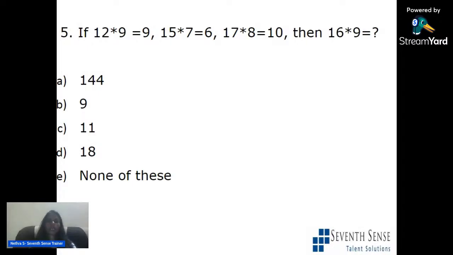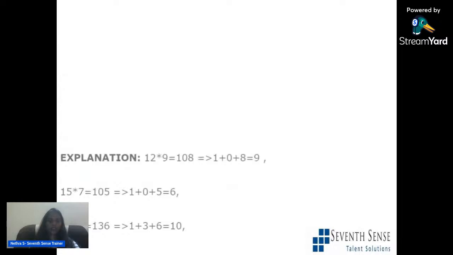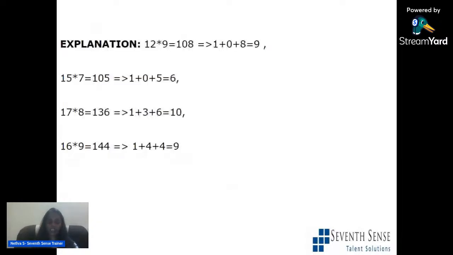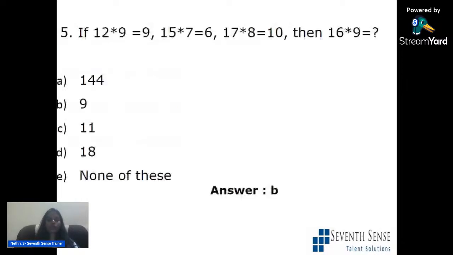Okay. We'll see the correct answer with a proper explanation. So here the correct option is option B, that is 9. One of the members already gave the correct answer with explanation also. Still, we'll see it so that everyone can understand. So the explanation here is 12 into 9, the answer will come as 108. If we add every digit, the answer will come as 9. So that is why here 12 into 9 is coded as 9.